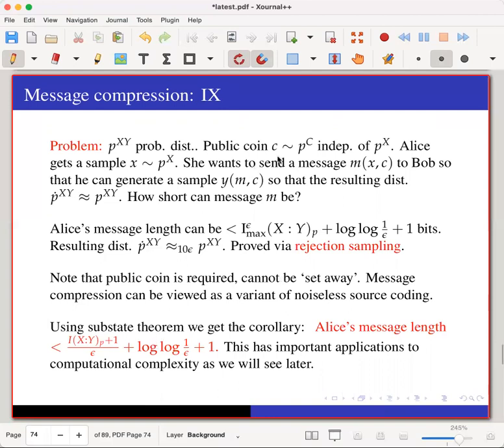So we have this public coin C, which is distributed according to some distribution PC that is independent of PXY. The sender Alice gets a sample X chosen from the marginal PX. She wants to send a message which will now depend on her sample X and the public coin C.